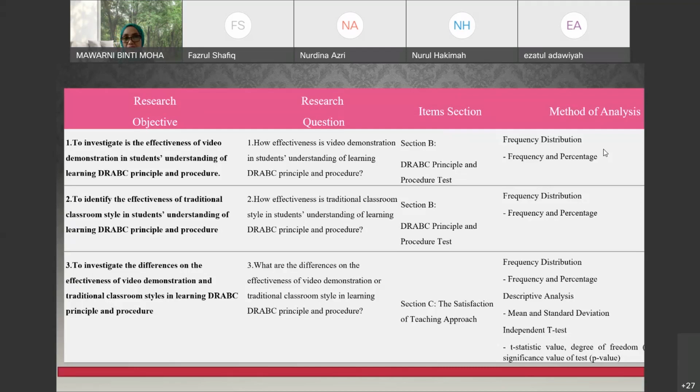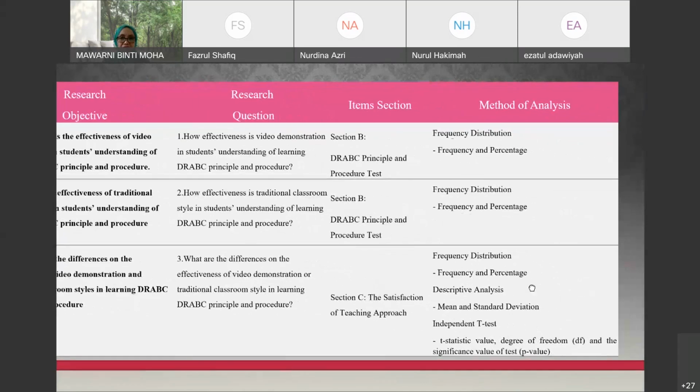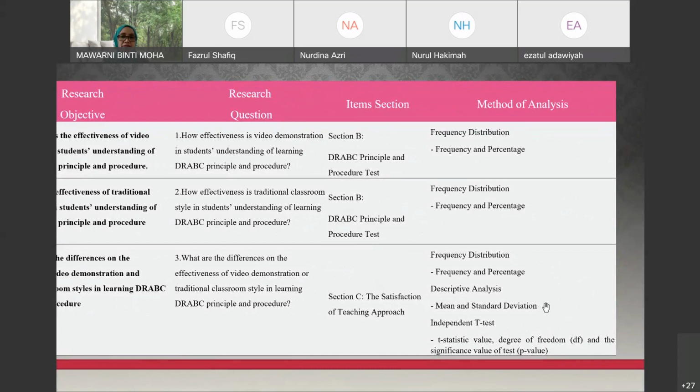Some are similar to research objective number 2, and the questions need to be measured by using DRABC principle and procedure test again. And she used methods of frequency and percentage. And then to see the differences, you want to see two things. You want to make a comparison between the two. Therefore, you use t-test, okay? And you look at the mean and standard deviation of both by having an independent t-test, okay?